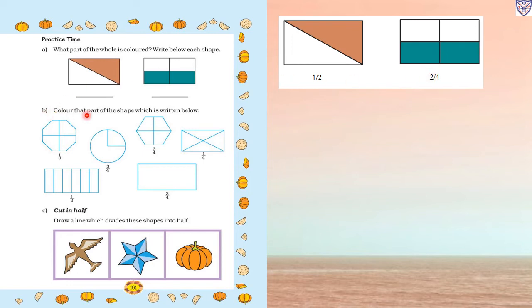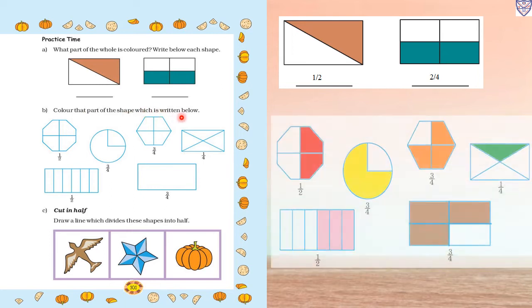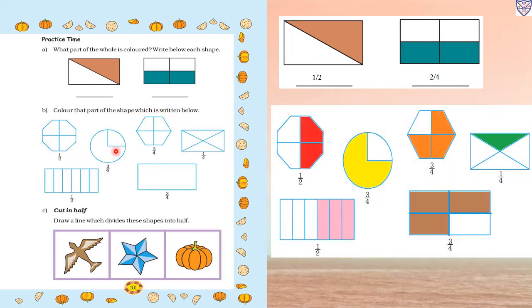Now B. Color that part of the shape which is written below. The first one is half. There are 4 total parts, and for a half we have to color 2 parts. So we will color 1 and 2 parts. That makes a half. Then the second one is 3/4. 3/4 means 4 total parts, and we have to color 3 parts. So we divide it fully and one part will be left. So this is 3/4.